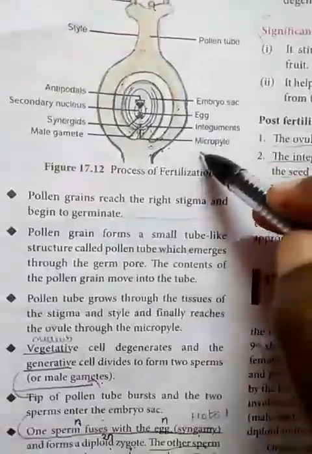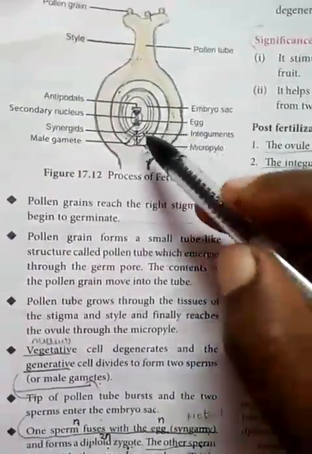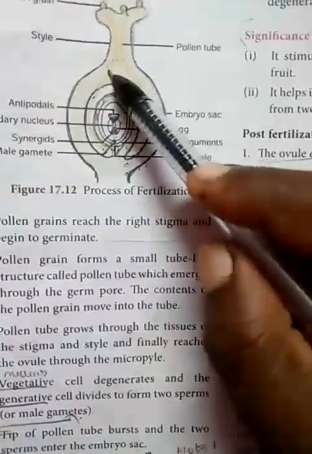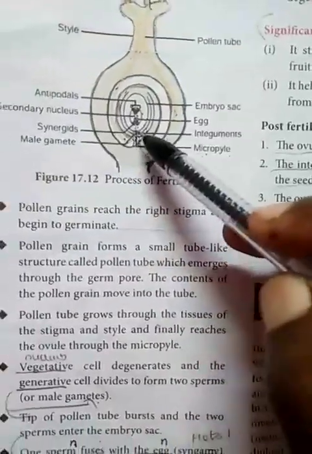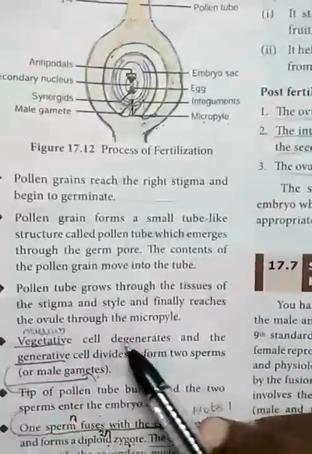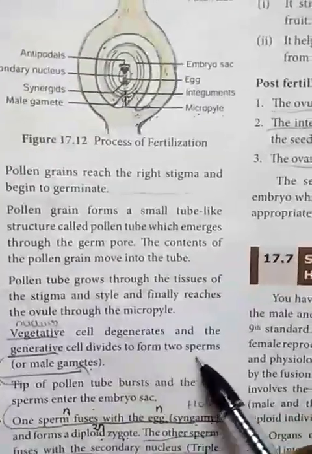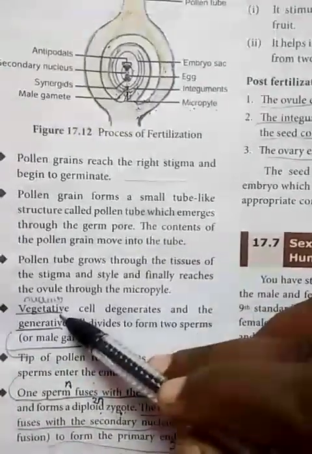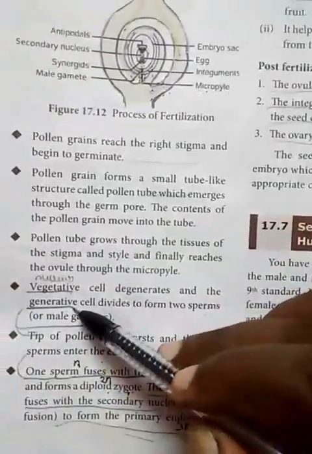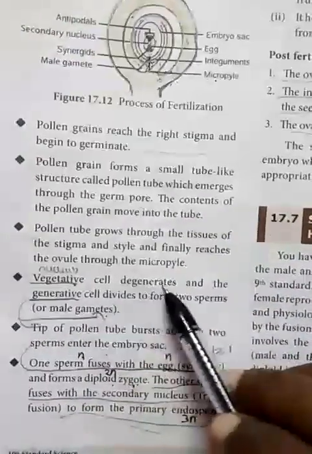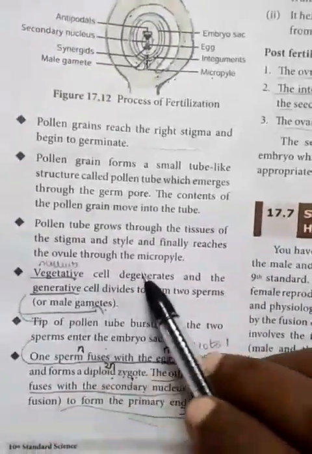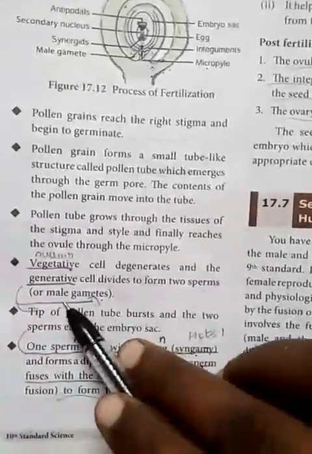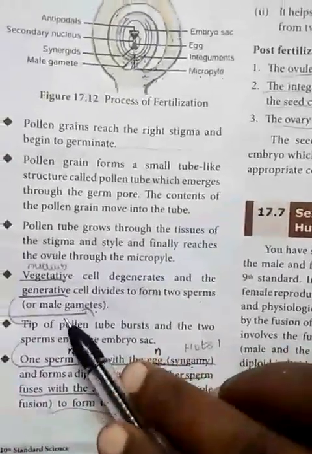As we already studied in the structure of the ovule, the two integuments leave a small opening called the micropyle. The pollen tube enters the ovule through this micropyle. The vegetative cell degenerates and the generative cell divides to form the two sperms. As I already explained, inside the pollen grain there is a larger vegetative cell and a smaller generative cell. The vegetative cell degenerates, and the generative cell enters the pollen tube and forms the two sperms, also called the two male gametes.